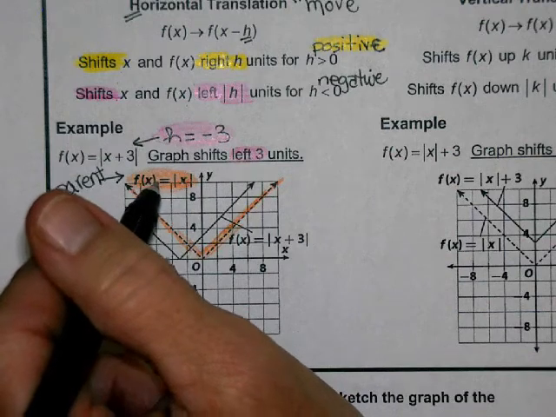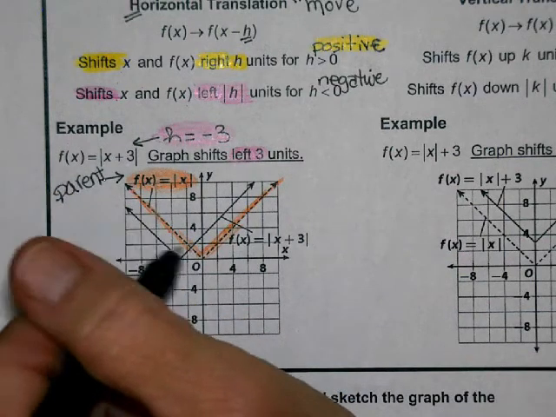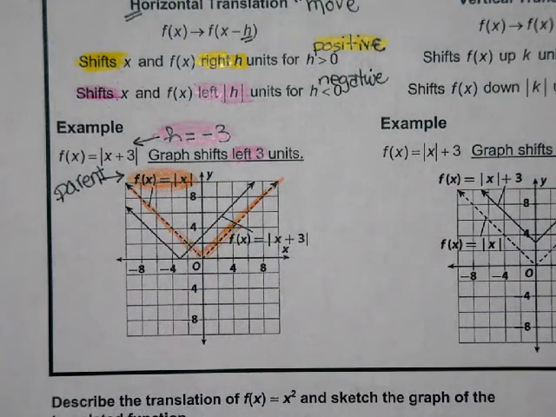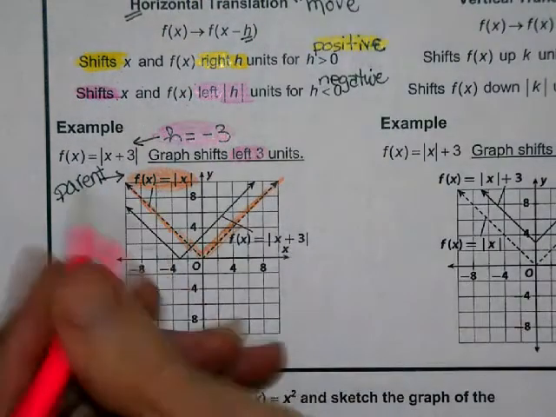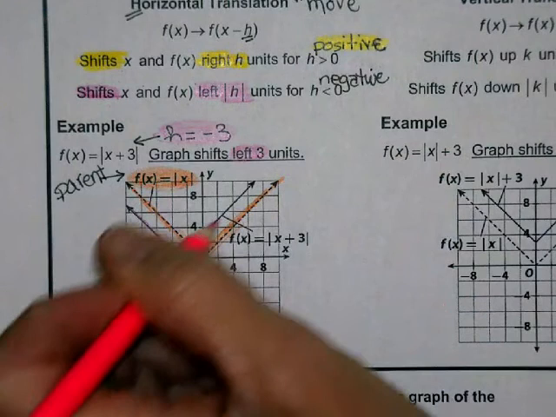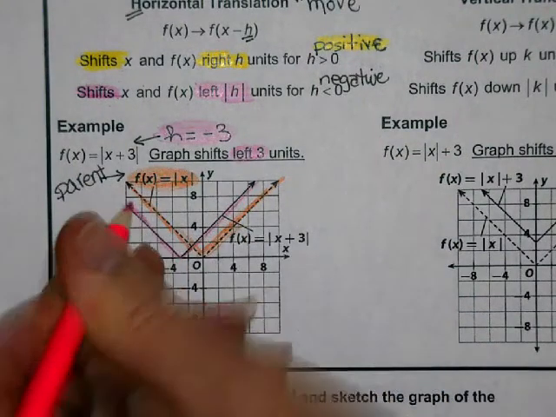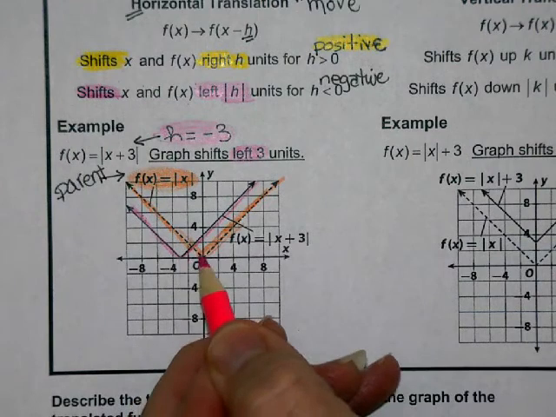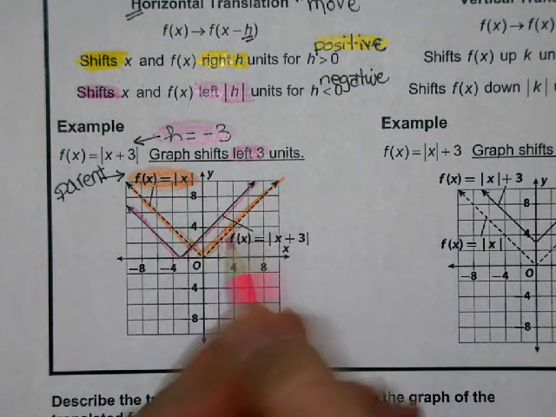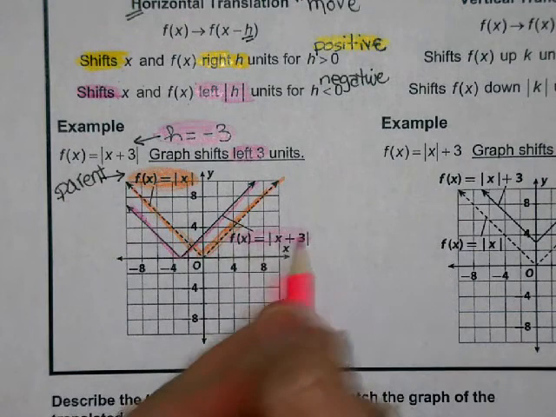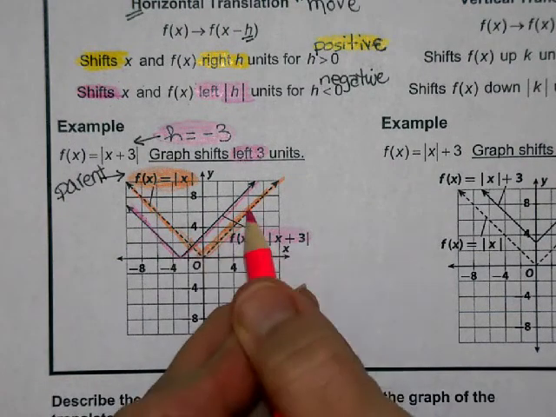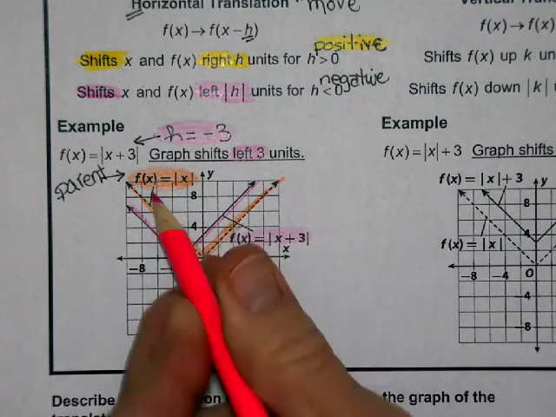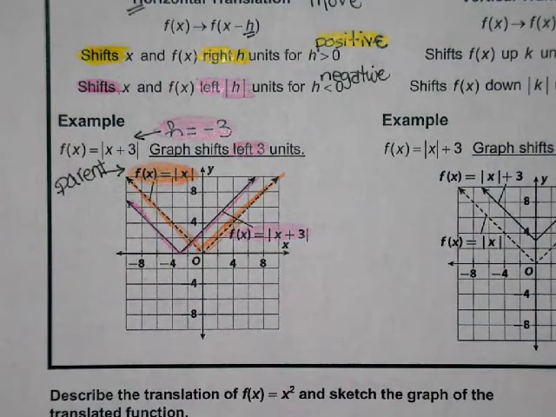Every function has a parent function that hasn't been transformed. And now this solid line here, I'm going to make him pink like my shading up there. He is the transformed function because you see this vertex? He went left 3. See that? So now he's his transformed self. So every point on this graph, the orange one, went to the left 3 units.